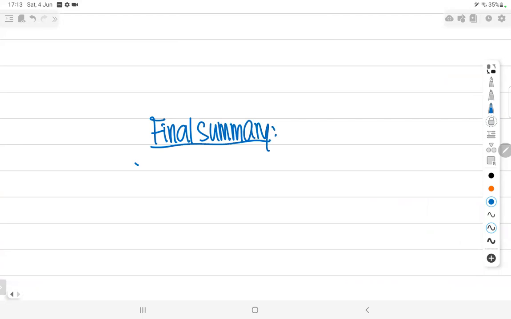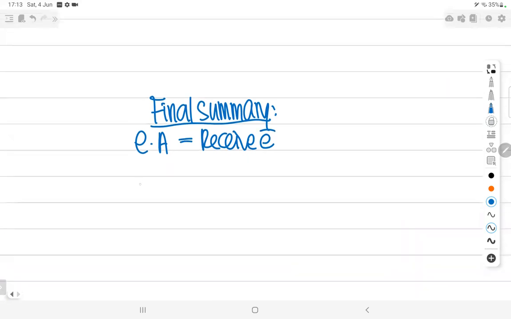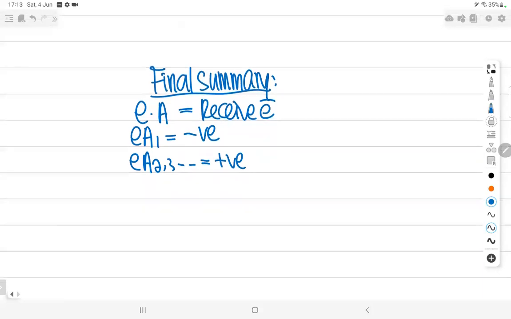Okay, so electron affinity, you want to receive electron. First electron affinity, it's negative. Second electron affinity, and so on, positive. Okay, so what else we need to know?